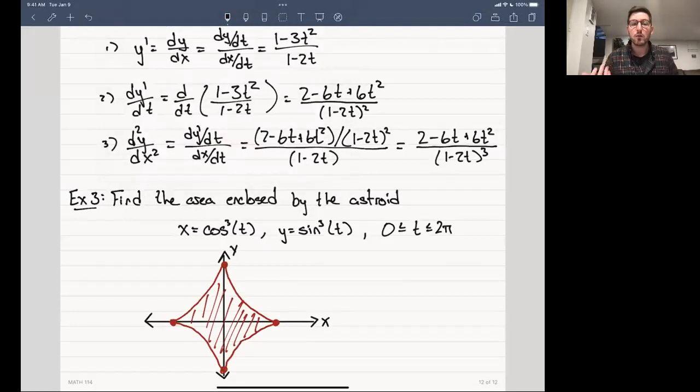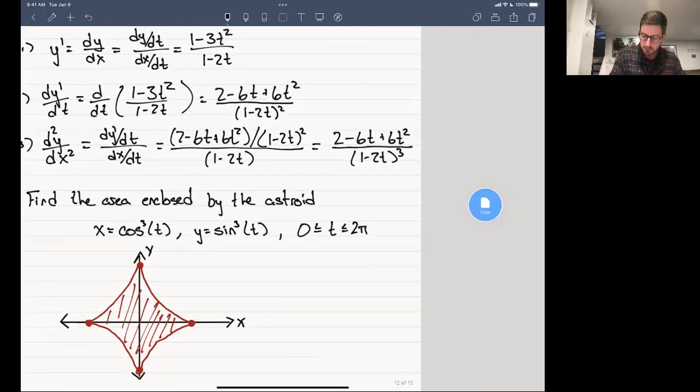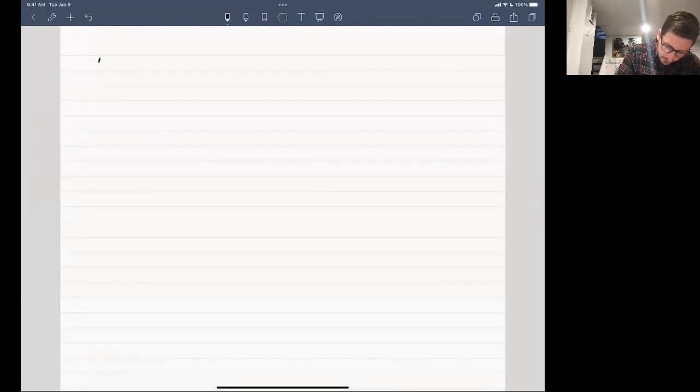So the question is, how do we find the area? Well, the area, by symmetry of the whole thing, is 4 times the area in the first quadrant. Okay, so let's just look at the first quadrant and figure out how much area is in the top right corner of this thing, and then just multiply it by 4. So let me start fresh over here. The area is equal to 4.